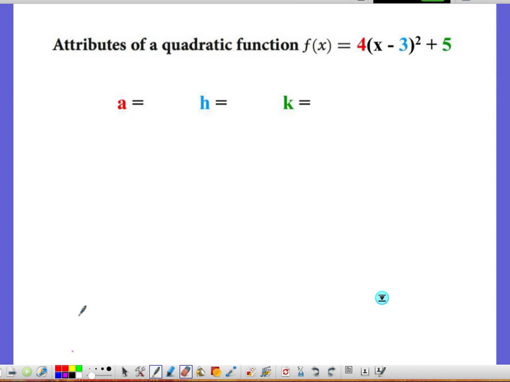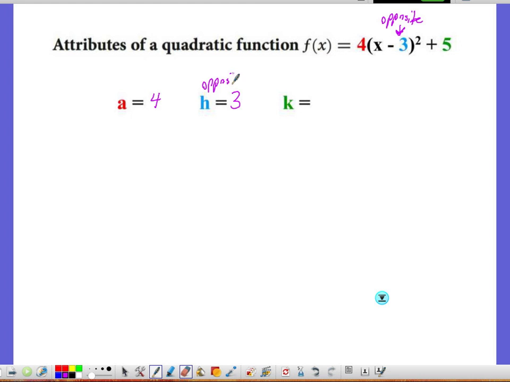Alright, so we looked at this vertex form right here, and I asked my students, what is a here? Well, it's 4. For h, notice here we have negative 3. And so when we're talking about the vertex form, whenever you're looking for h, you're always taking the opposite value. So if we have negative 3, what is the opposite of negative 3? Well, it's going to be positive 3. And it's only for h that you take the opposite.